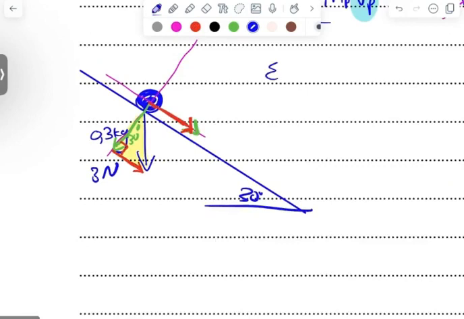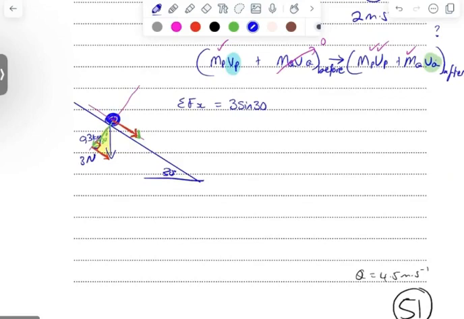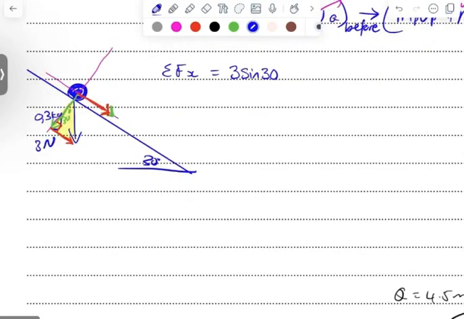If I look at that one, I can see that my two red arrows are the same here. So the sum of my forces in my x direction is equal to my hypotenuse times sine 30, and it's the only force pulling this thing down. So I know that it's 3 sine 30.